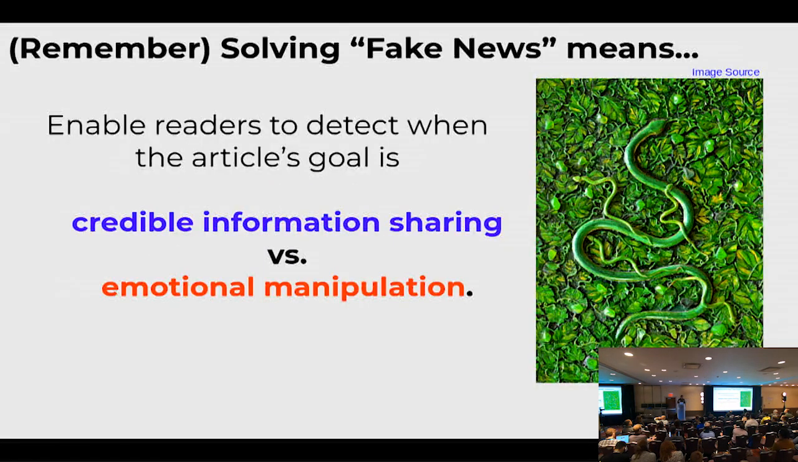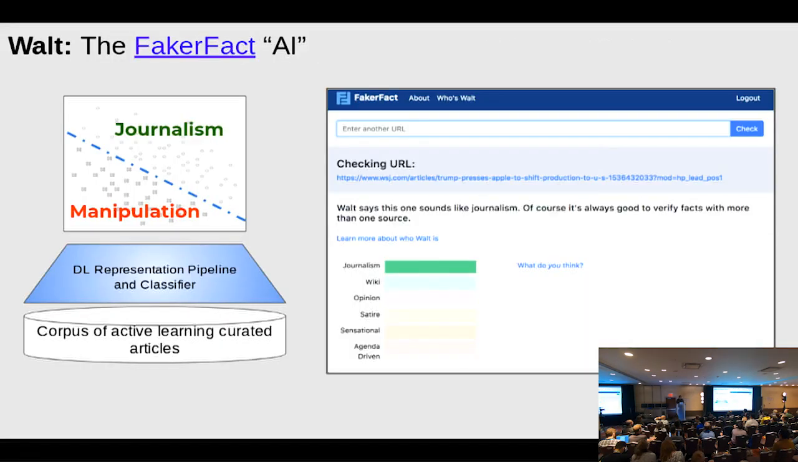Okay, so back to fake news. We're good. Okay, so our job is to detect if something is emotionally manipulative, and so we came up with six classes: journalism, wiki, opinion, satire, sensational, and agenda-driven. And we trained it independently on each one of those. The backbone is still this hierarchical structure with the attention mechanisms and with sequence-to-sequence components.